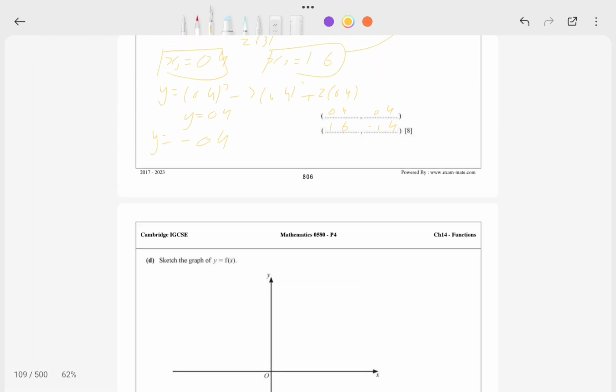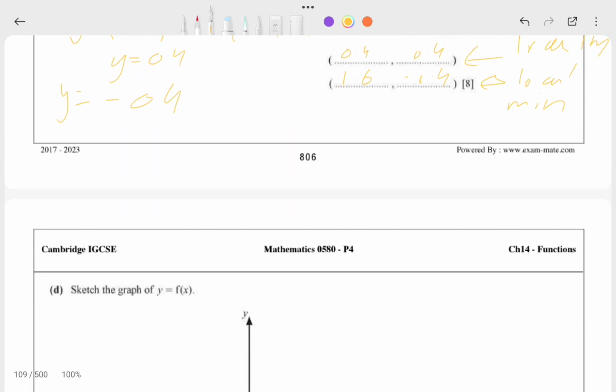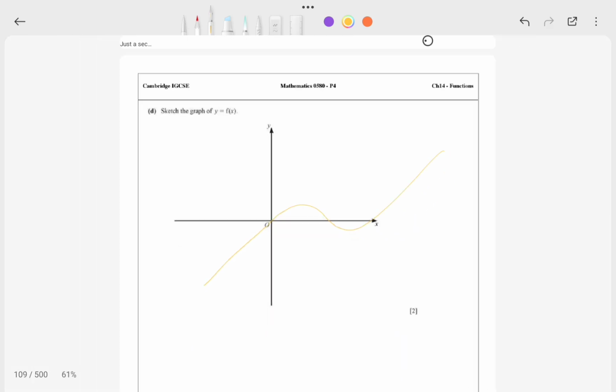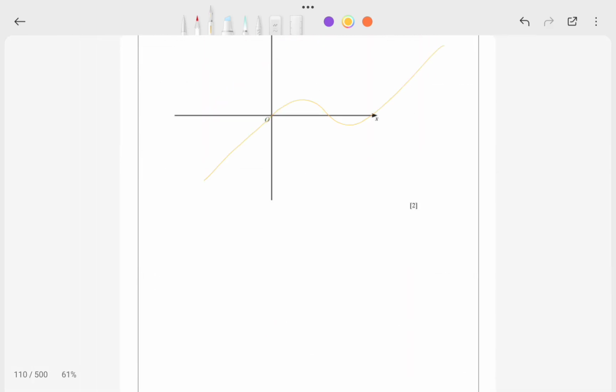Okay, sketch the graph of y is equal to f(x). Okay, so we know this will be local maximum, and this will be local minimum. So the graph will be something like this. Okay, thank you.